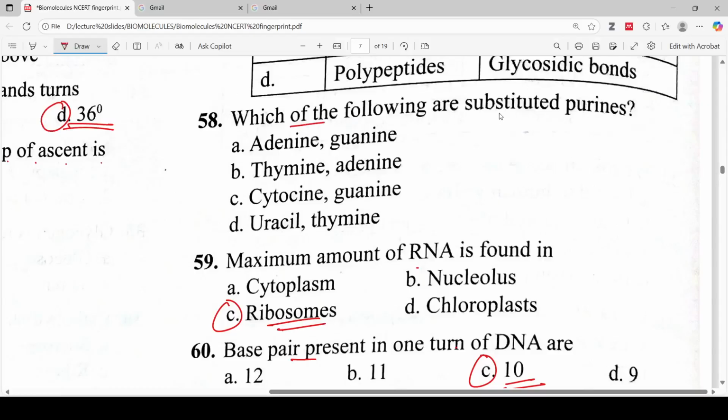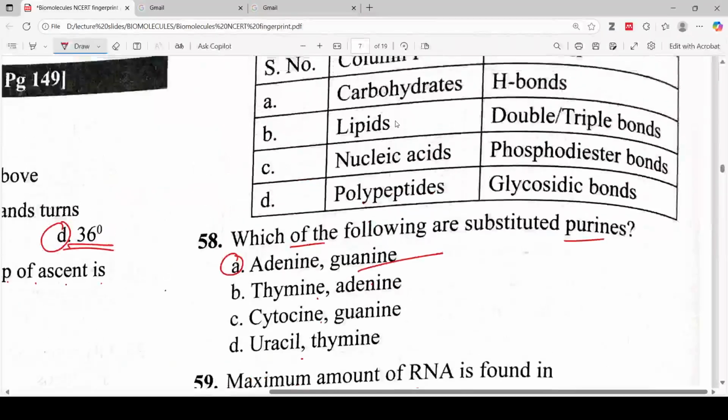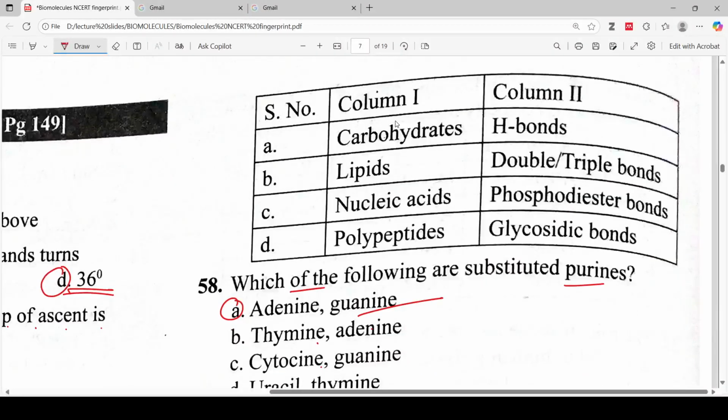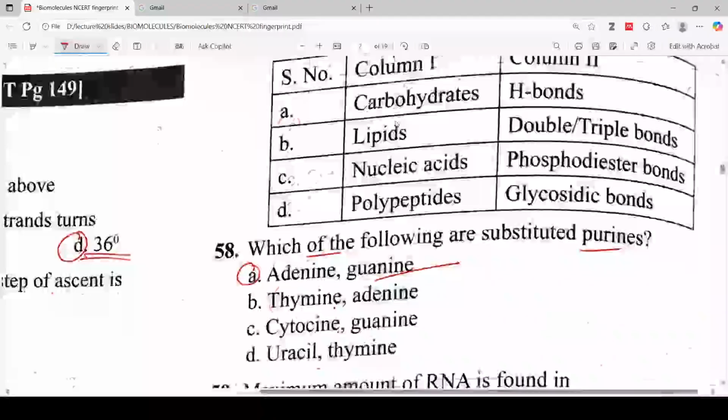Which one of the following are substituted purines? Adenine, guanine, thymine; adenine, cytosine; guanine, and uracil; thymine. So the correct answer for this question will be option A. Let's move to the next question.